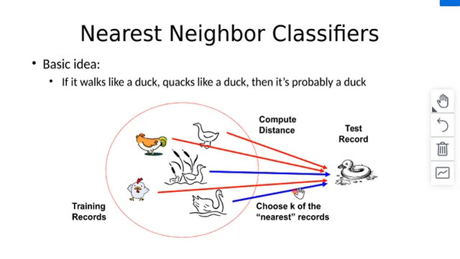So these will be taken and computed. Then we see which are closest: this is close, this is close, and this is close. All these are close, and the test record will be predicted as a duck. That means the characteristics of this test record are similar to the class called duck, so it belongs to the class label duck.